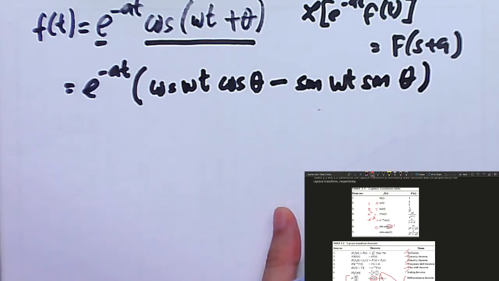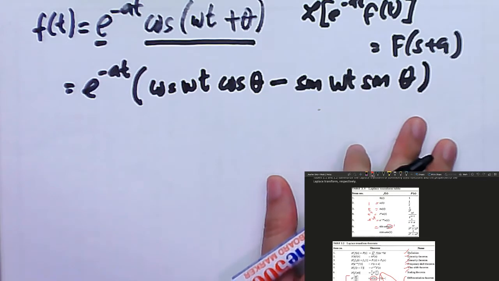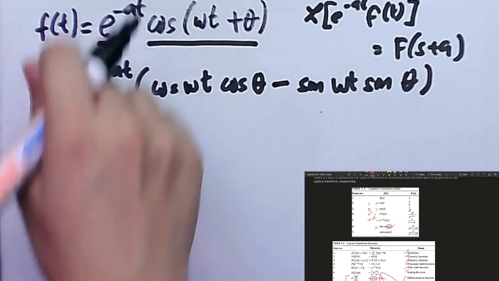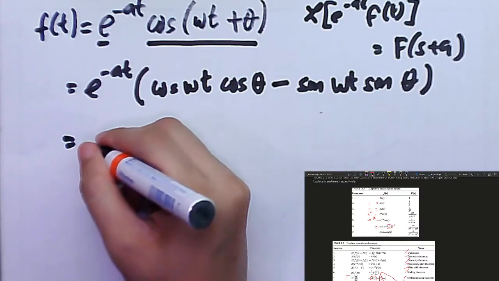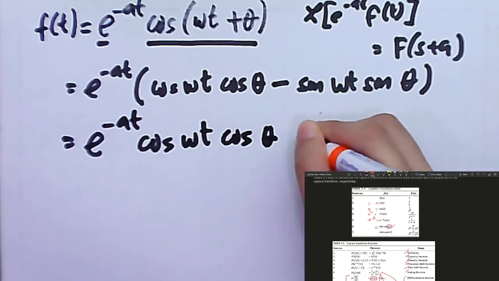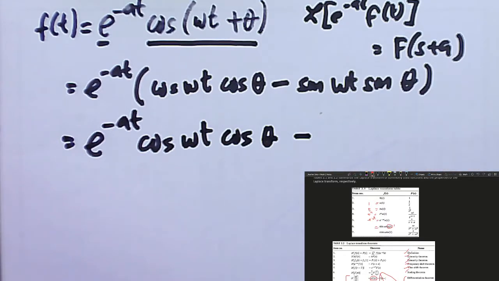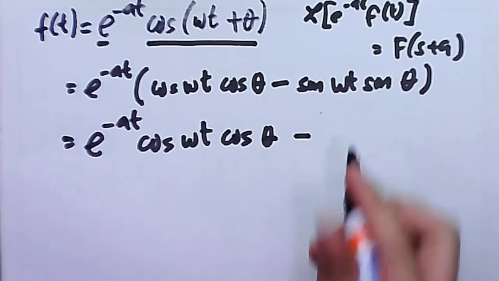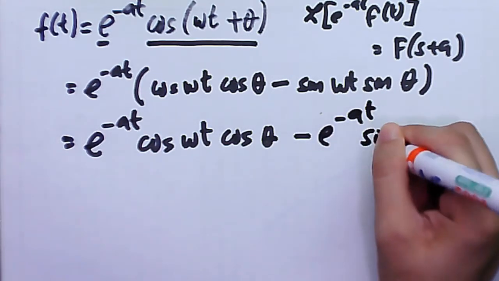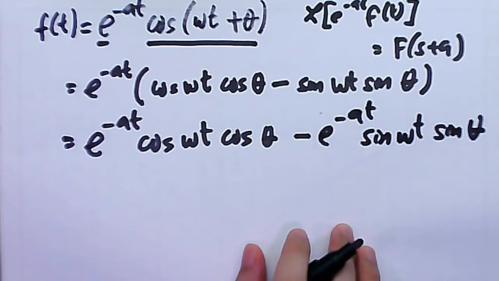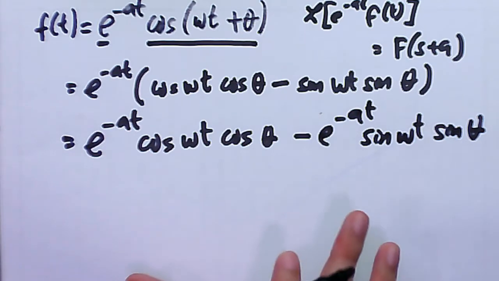Okay, so ayan, yun yung property nito. Expand natin siya by multiplying ito sa dalawang terms nito. So you would have e raised to negative at cosine omega t cosine theta minus e raised to negative at sine omega t sine theta. Okay, so ngayon, nandun na ba tayo dun sa form na kailangan natin?